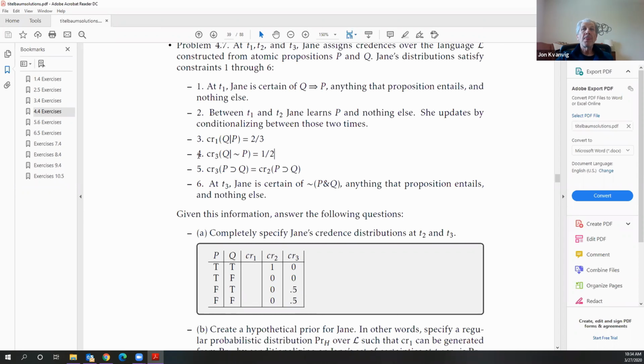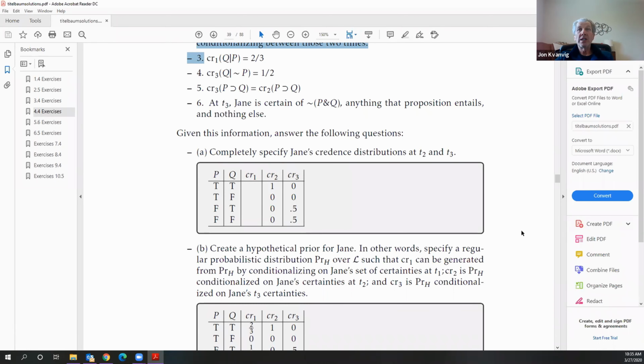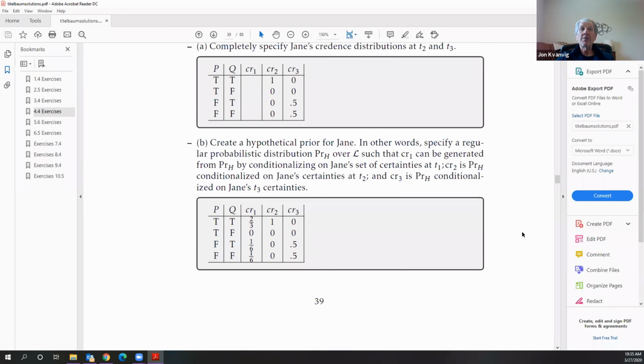And all the others, we're told at 2 that she learns P and nothing else and updates, but we're not told anything more. One of the reasons we put credence 1 for line 1 at time 2 is that it's one way of making sure that she becomes certain of P. Okay, so that's what we have as a chart for CR sub 2 and CR sub 3.